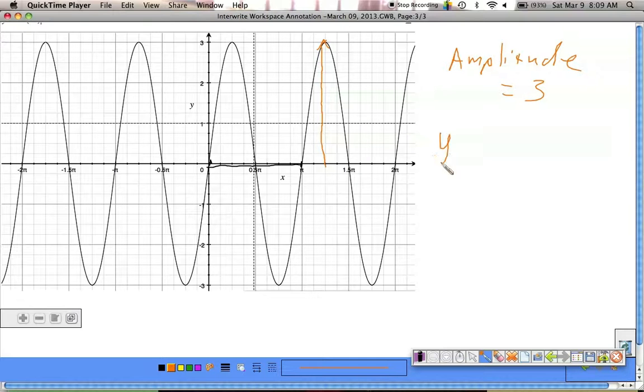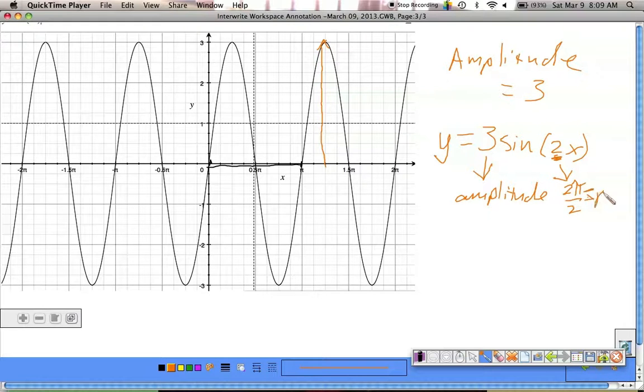The function that I've graphed here is y equals 3 times the sine of 2x. This controls the amplitude, and it is the amplitude. And this number right here controls the period. The period is 2 pi over 2 in this case because of that 2. All right? So those are the basics of a sine function.